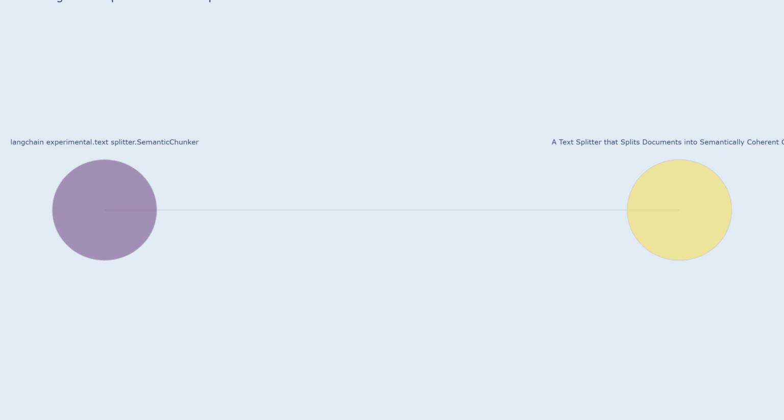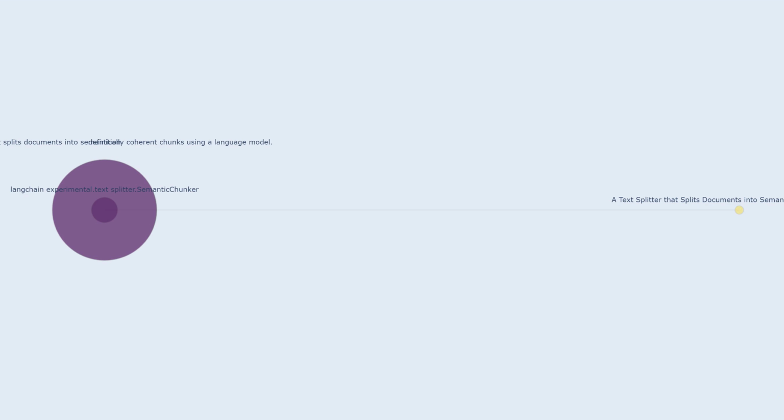langchain_experimental.text_splitter.SemanticChunker. A breakdown of the langchain experimental text splitter semantic chunker component and its properties. A text splitter that splits documents into semantically coherent chunks using a language model. A semantic chunker utilizes a language model to break down long documents into smaller, meaningful sections. This approach ensures that each chunk maintains the original context and avoids disrupting the flow of information.